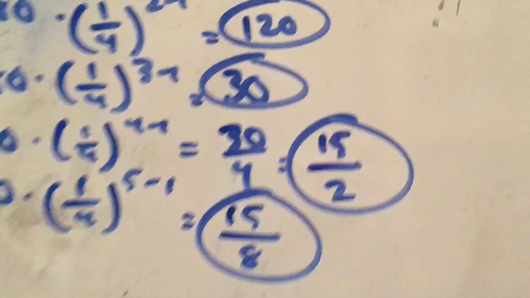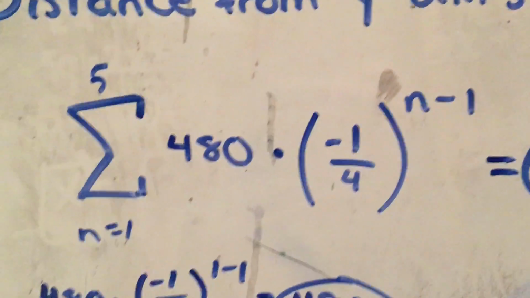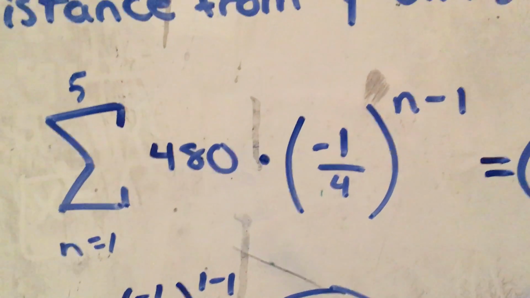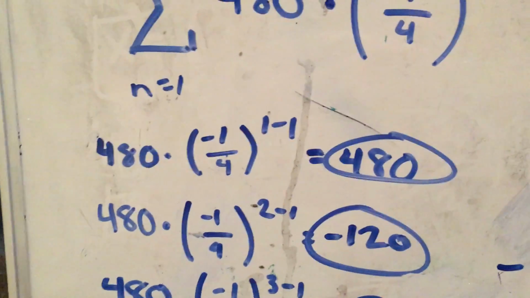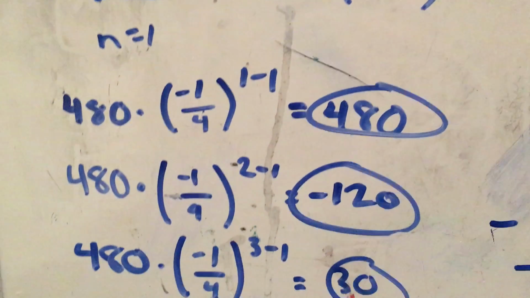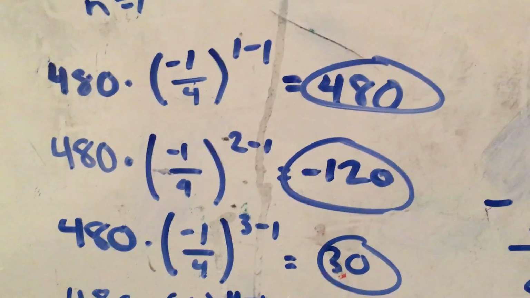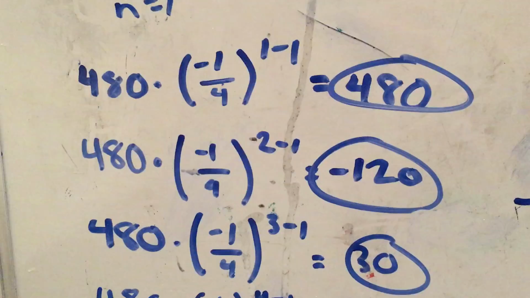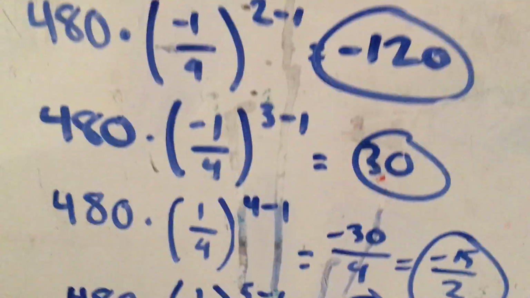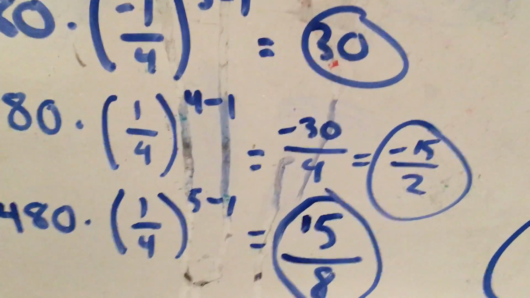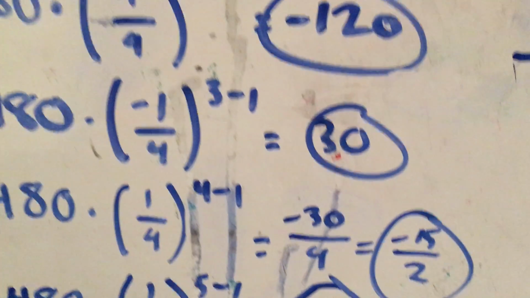So when we look down here, because it travels back and forth, we have to make our rate -1/4. That way, on the first day it travels 480, but on the second day it travels -120 because it's going back towards the y-axis. Then 30, then -15/2, then 15/8.